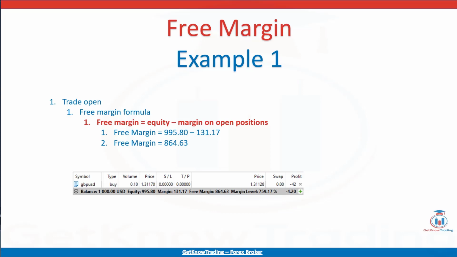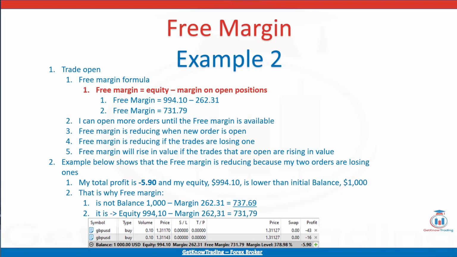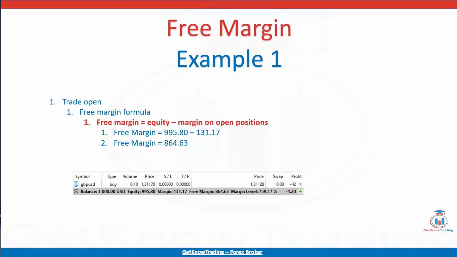In the example you see that the free margin depends on the equity and margin. Margin stays fixed on each trade, so the only one that is changing is the equity. The equity changes by the profit on each trade you have, and that is how the free margin changes. Here is the calculation of free margin for this example. Free margin is equal to equity minus margin on open positions. In my case, that is 995.80 minus 131.17, which gives me free margin equal to 864.63.